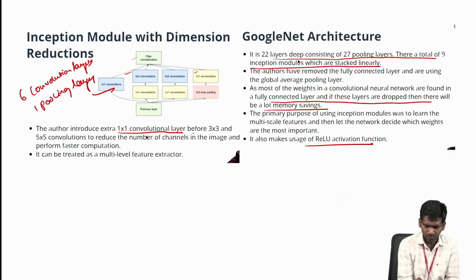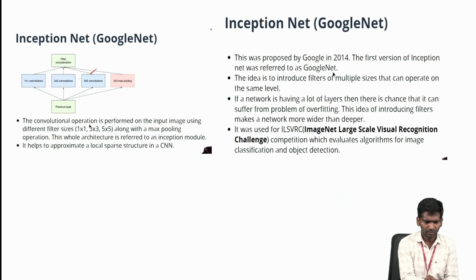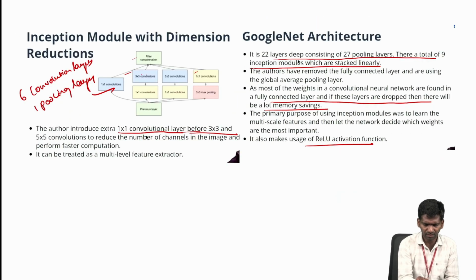So there is one convolution layer before the 3x3. This is slightly modified. You see the 1x1 convolution is present here also. 3x3 and 5x5 are also present here, but in the first version, that's why we are labeling it as GoogLeNet.